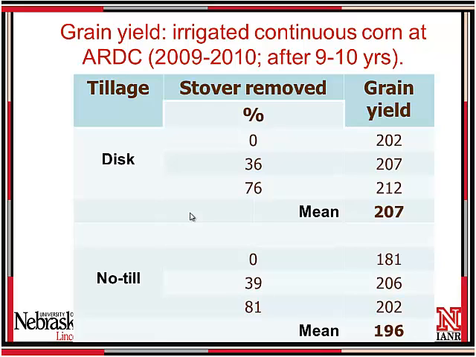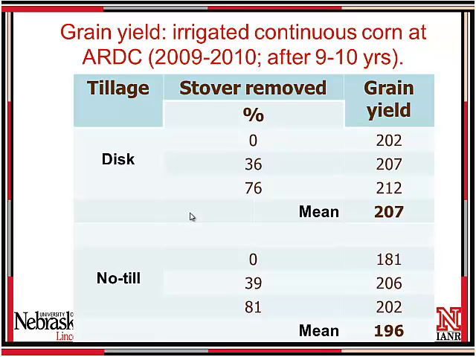But unlike the other case where I presented the yield averaged over all the years, this is just from the later 2 years. So we have disc and no-till and 3 levels of stover removal. First we can look at the tillage. And generally we see higher yields with tillage under that situation, whether stover is removed or not.